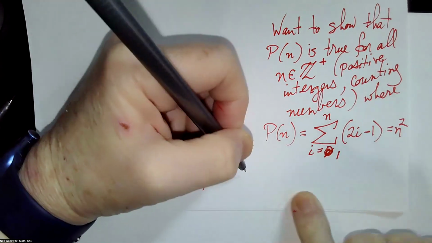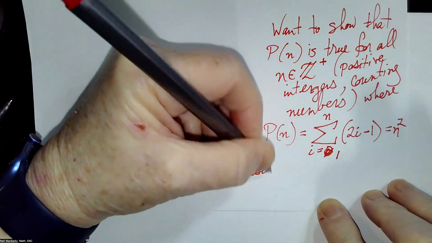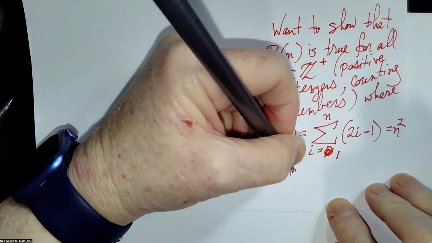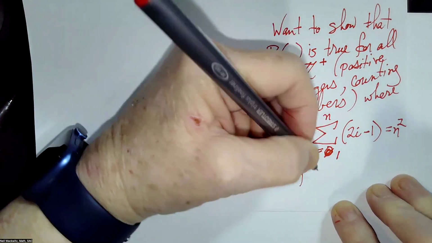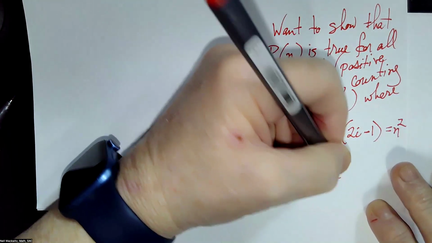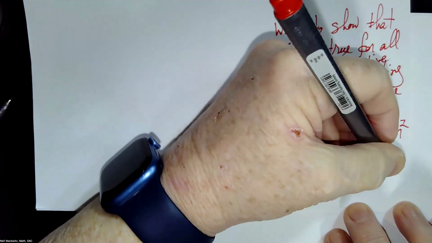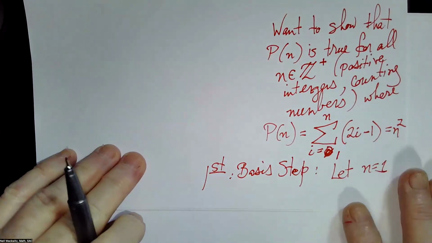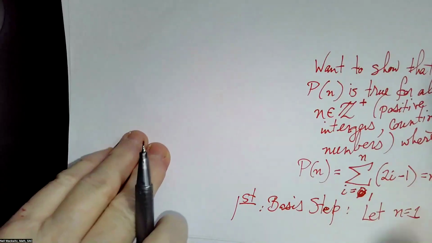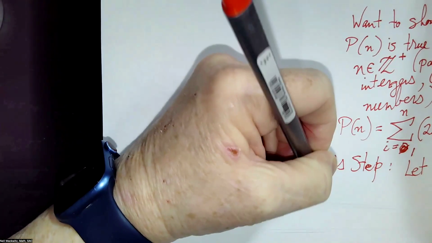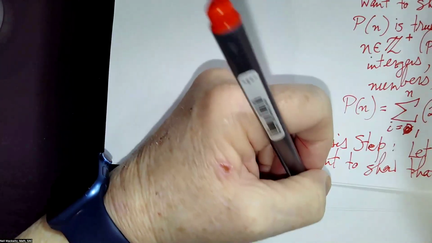So the first step is the basis step. And we're going to let n in this rule equal 1. So let's see. I need to show that P of 1 is true. We want to show that P of 1 is true.